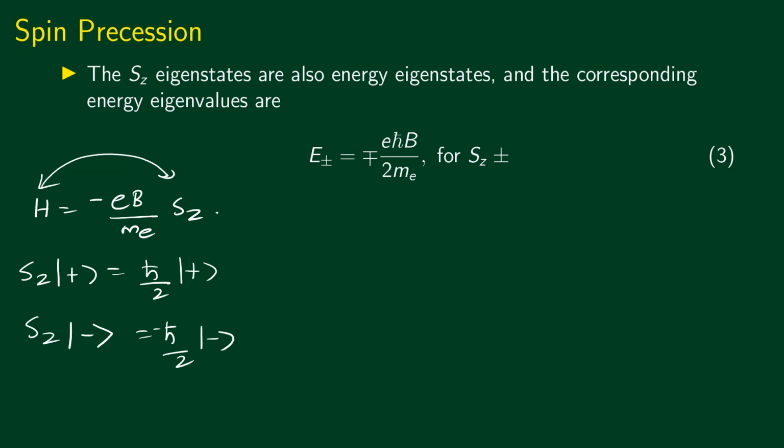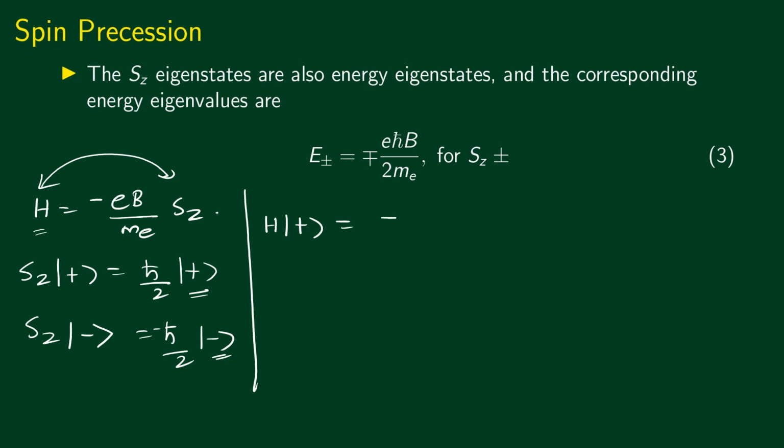We know that SZ has only two possible measurement outcomes, plus h bar by 2 or minus h bar by 2. These are exactly the eigenvalues that we have here. Now we know that ket plus and ket minus also have to be the eigenkets of the Hamiltonian, because the Hamiltonian and SZ commute. Let's find the eigenvalue. So let's take the action of the Hamiltonian on ket plus.